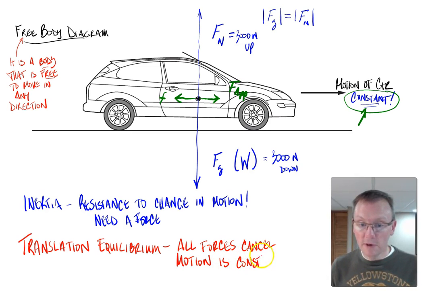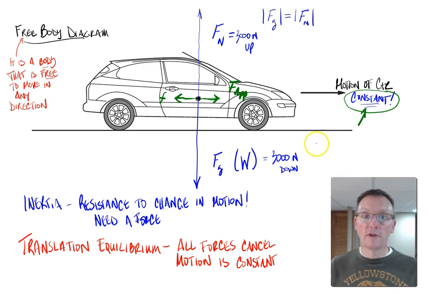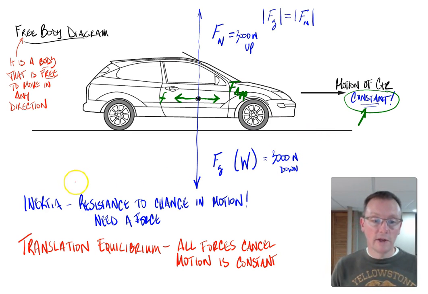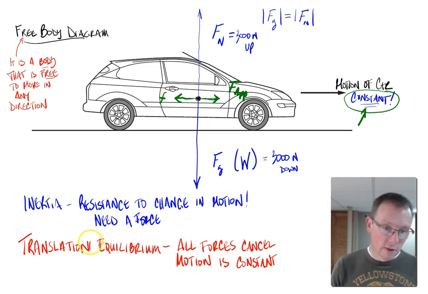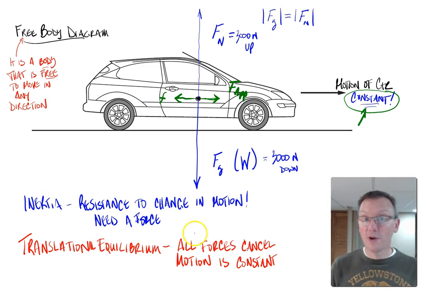So if it was stopped, it stays stopped. If it was moving in this direction like the car is, it stays moving at that same speed in the same direction, just like it was before. Translational equilibrium is kind of a special situation.